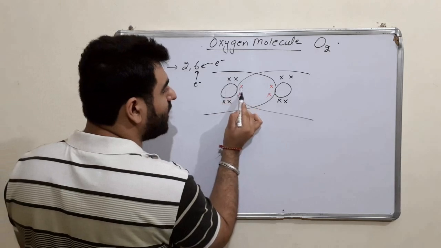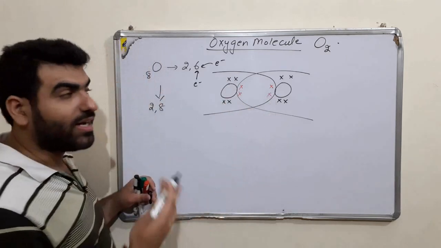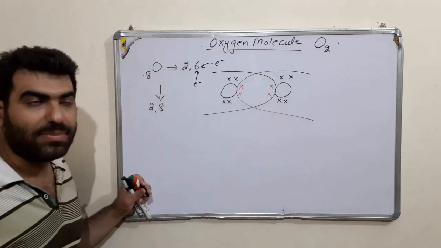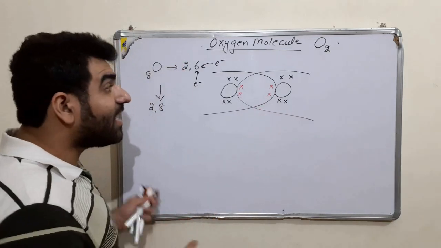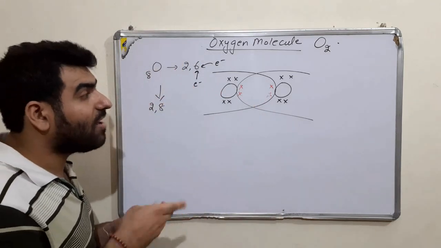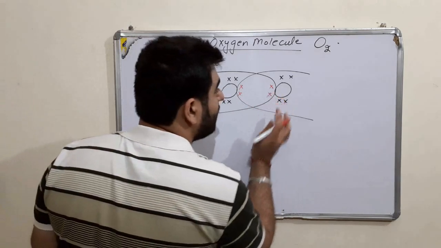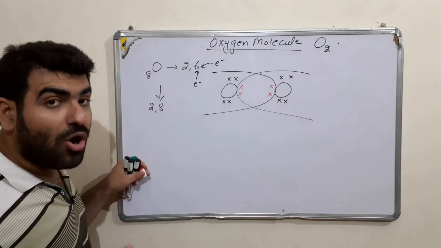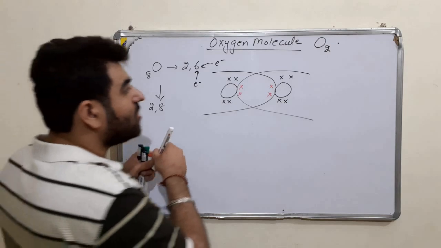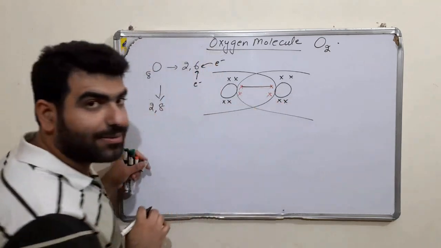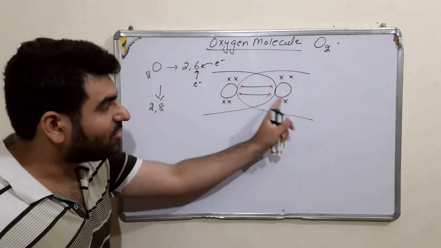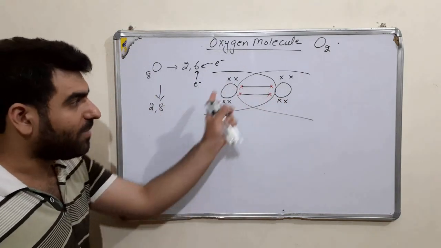Let us count. 1, 2, 3, 4, 5, 6, 7, 8. Octet complete. Now, there are 2 pairs of electrons which are responsible for the bond formation. And the bond is always formed electron to electron. So this is one bond which is formed, and this is the other bond which is formed. Between electrons and electrons there is this bond formation.